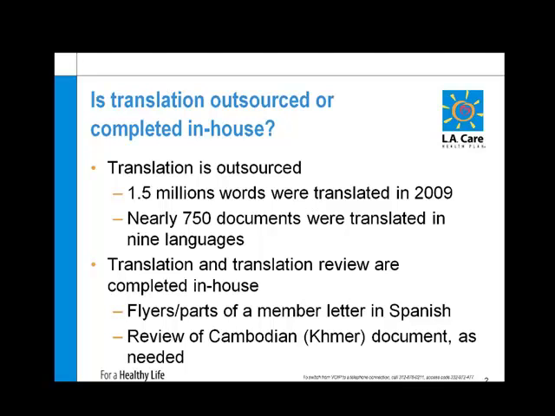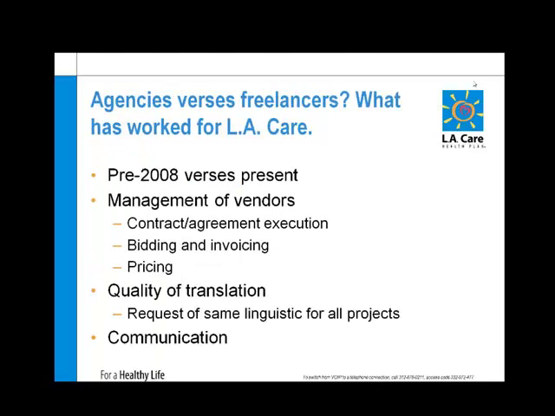So do we work with agencies or do we work with freelancers? When I came on board in 2007, LA Care had 24 vendors, 24 different agencies that provided translation and interpretation services. The majority of those 24 were actually translators or translating companies. And so LA Care had over a dozen different individuals that we contracted with directly. For an organization that was 10 years old, it was an appropriate place to be.